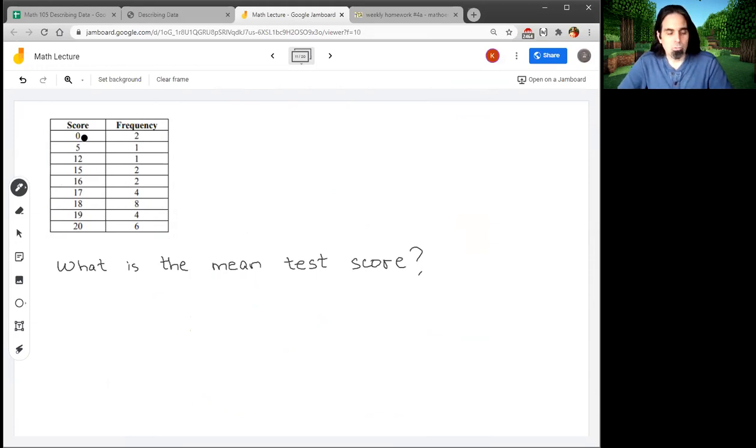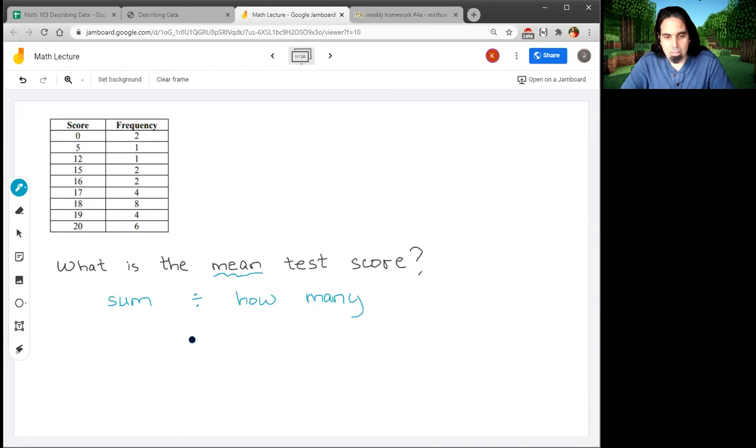So 2 students totally bombed it. 1 student scored 5, 1 scored 12, and so on. Everyone with me so far? Is it big enough on the screen? To find the mean, I want to do the sum divided by how many. But neither of those is really obvious.